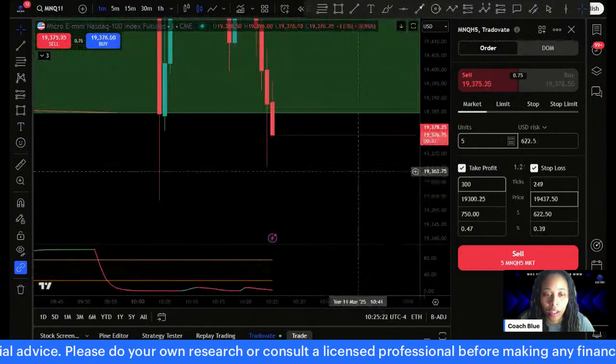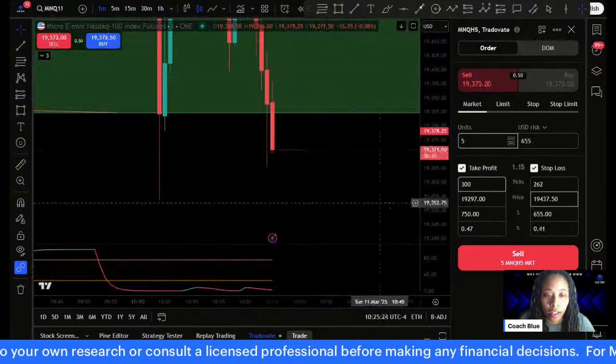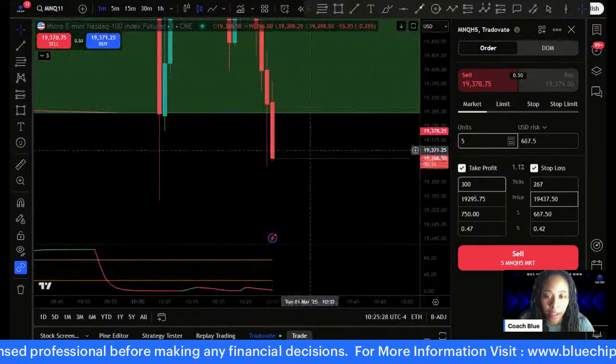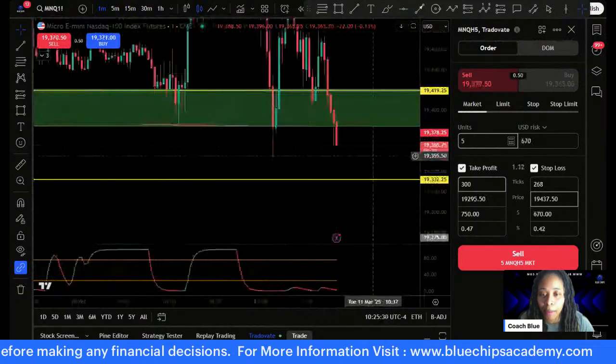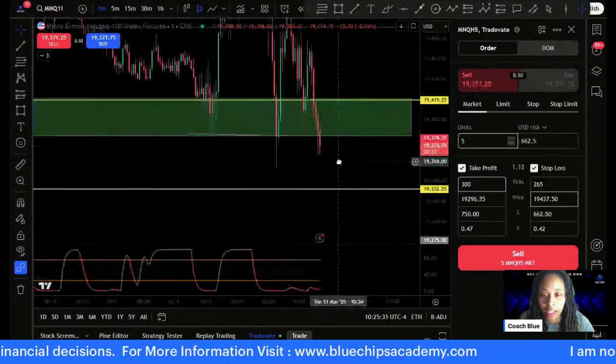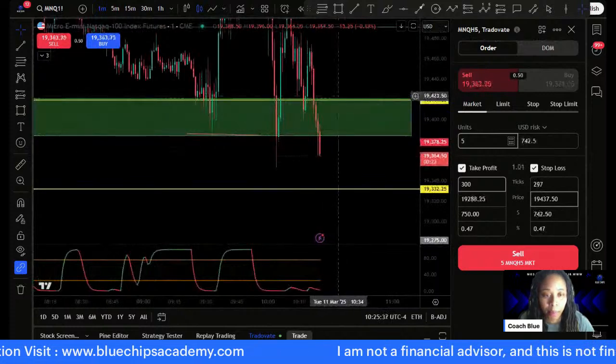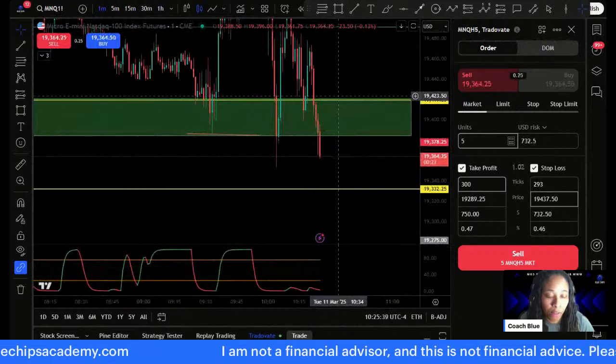Okay, here we go. This candle might be our break. Let's see if we get our break right here. So if I'm looking at my stop now, my two levels of resistance is this level here, that's resistance 1, and this is resistance 2. So right above that is 19,423.